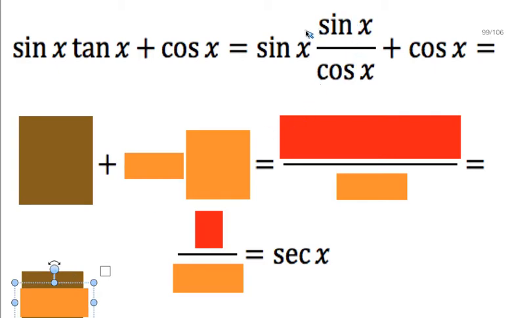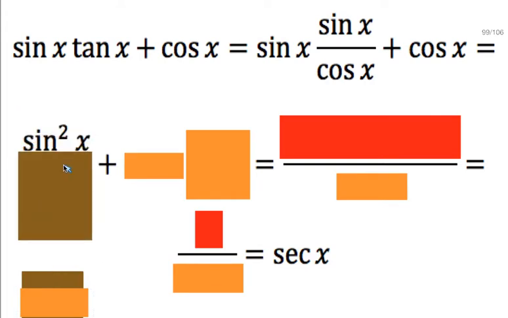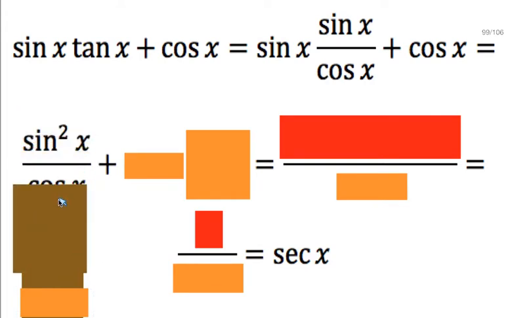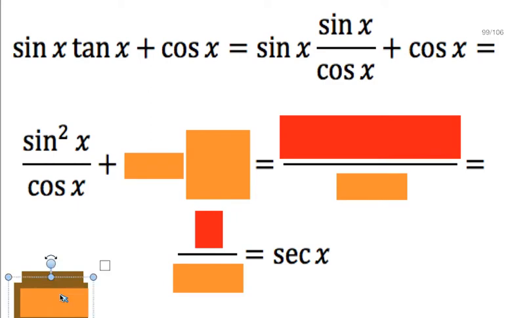Now you have all this. You have sine x times sine x divided by cosine x. This part here simplifies to sine squared x in the numerator and then just cosine x in the denominator.